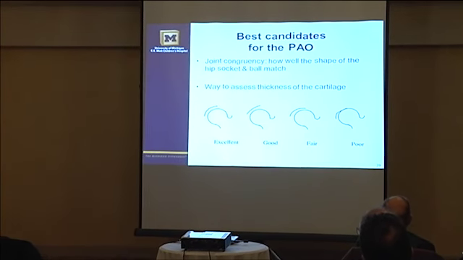So if you look at this diagram here, this hip has excellent joint congruency. The shape of the acetabulum and the femoral head are pretty similar. There's a nice thick joint space, which implies healthy, thick cartilage.